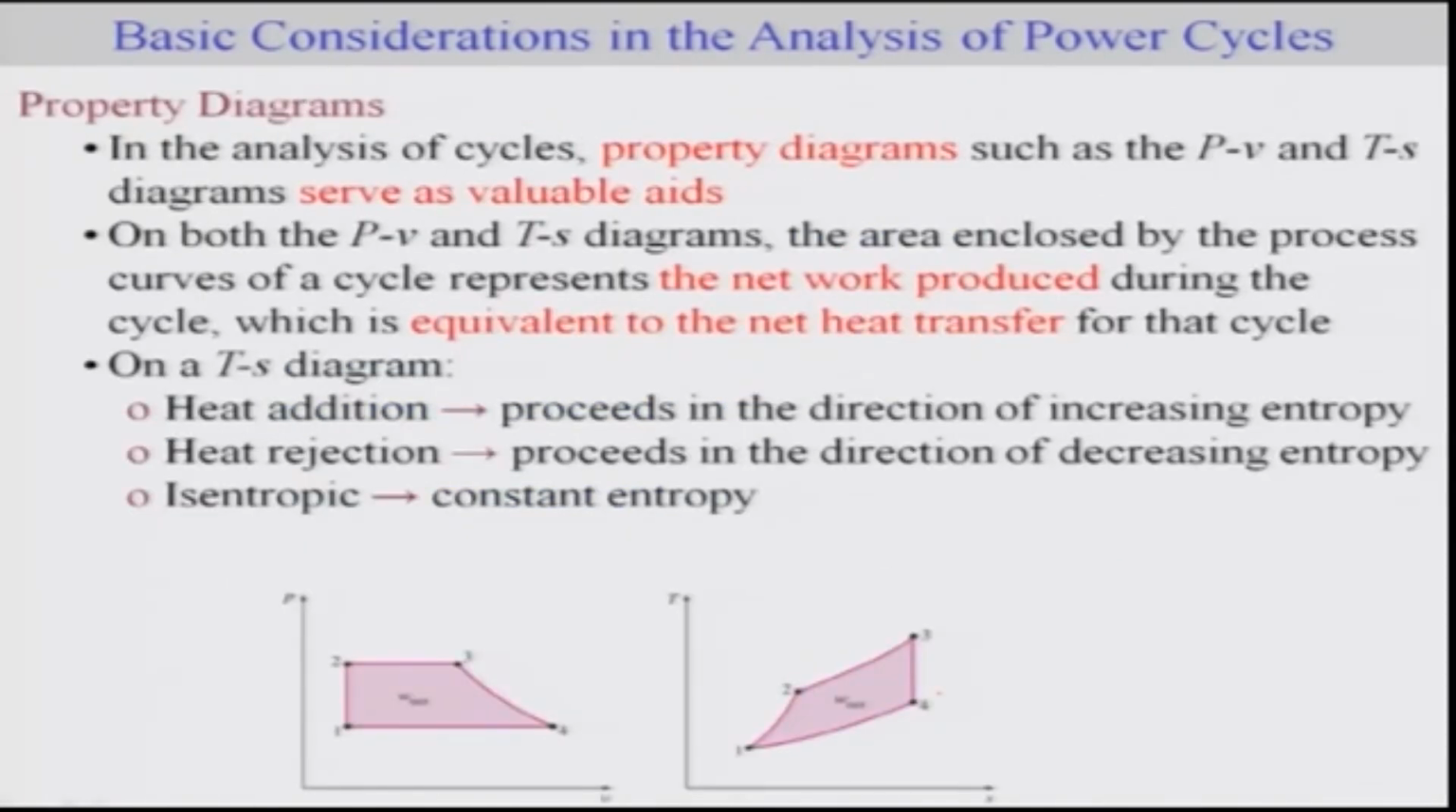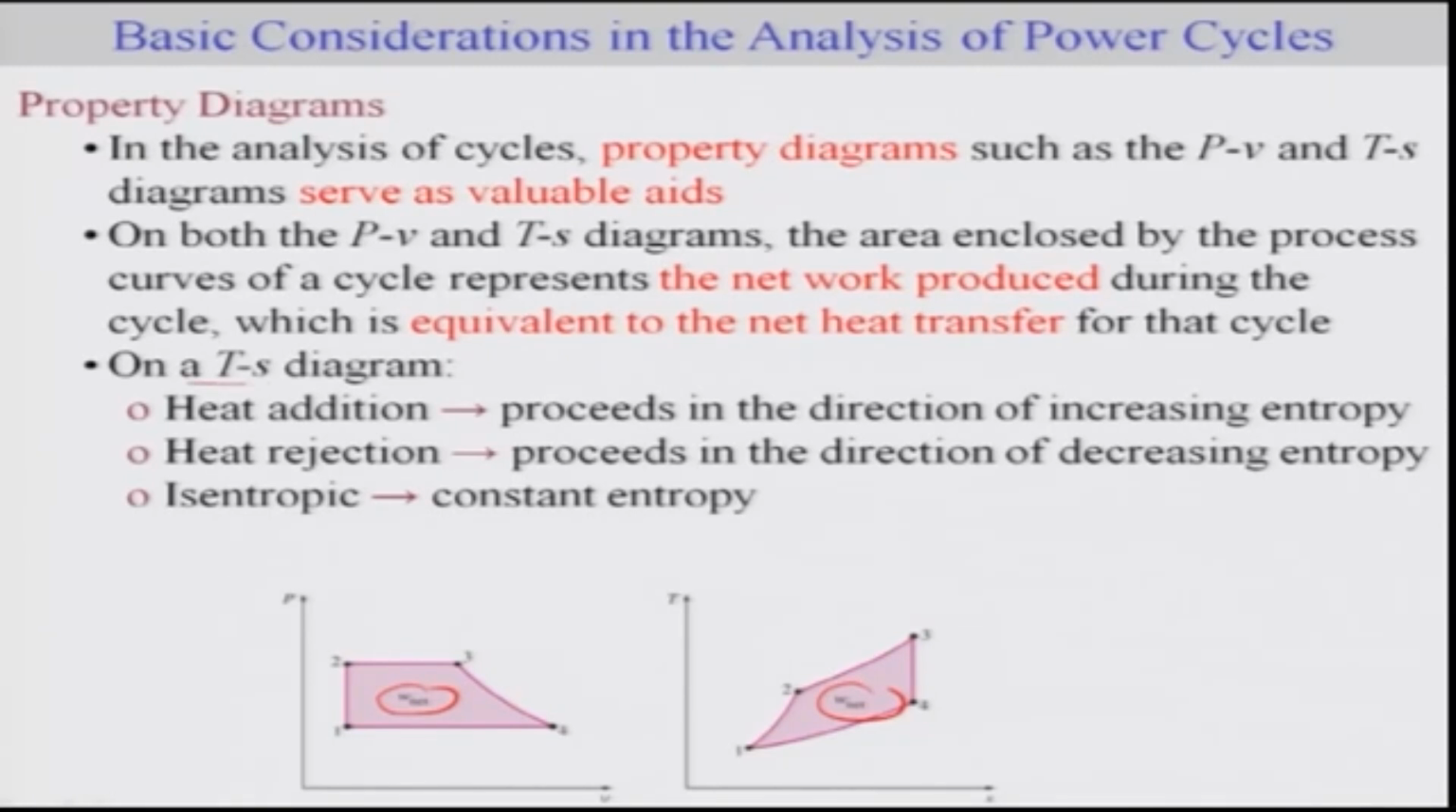Now in the analysis of power cycles, the property diagram becomes an extremely useful tool. And as we have discussed earlier, in the PV and TS diagrams, the area enclosed by the process, such as described here, represents the W net, and this is also equivalent to the net heat transfer for the cycle, for the idealized cycle.